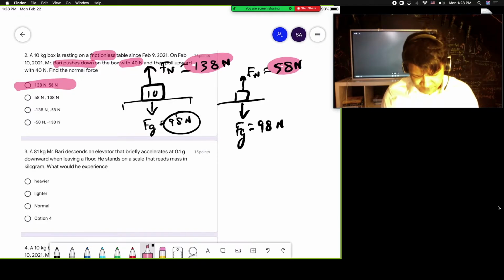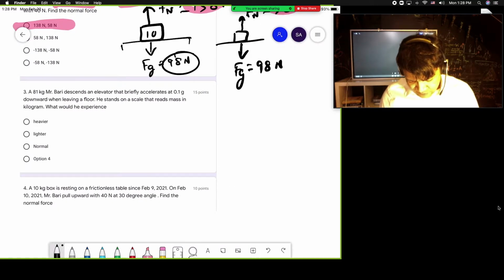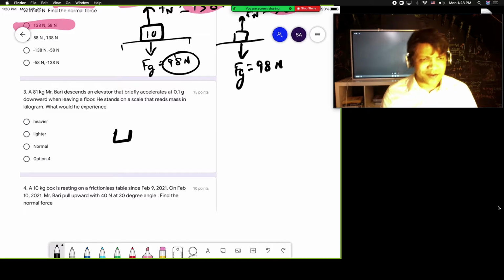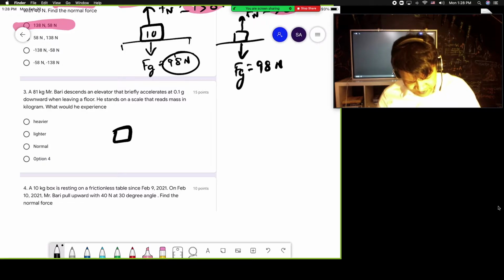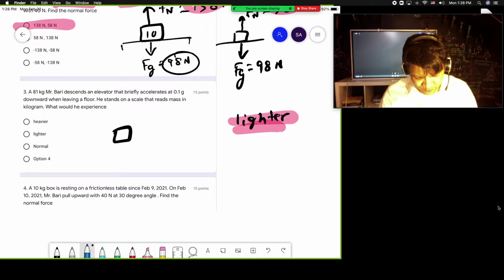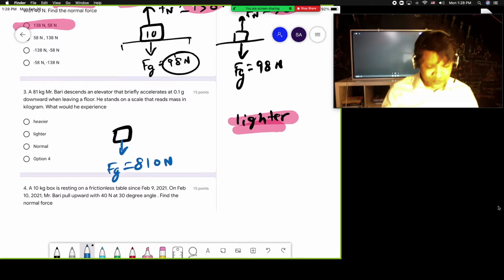Now we're going to take a look at question number 3. Alright, so a person is moving down in the elevator, standing on a scale. So what is going on? Well, you know that when the elevator is accelerating down, the person should feel lighter. You know that. So it's a conceptual problem. Now I want to give you more understanding by finding the person's weight. The weight would be the same, 81 times 10, 810 Newton. But the normal force would be smaller.